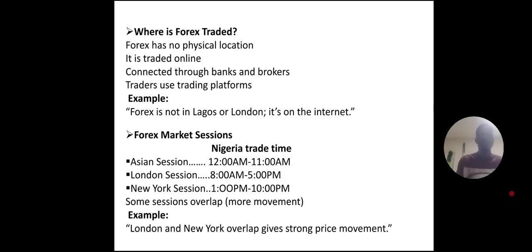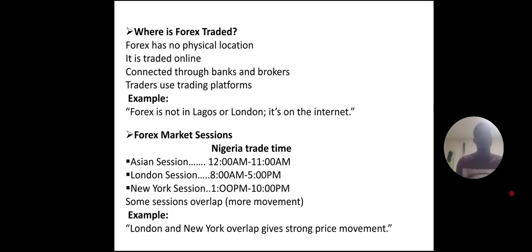For the London session, it is 8 a.m. to 5 p.m. Then the New York session is 1 p.m. to 10 p.m. So please let's know that the Asian session is 12 a.m. to 9 a.m., the London session is 8 a.m. to 5 p.m., and the New York session is 1 p.m. to 10 p.m. In my next video, I'm going to make that correction properly, but I don't want to interrupt this video again.